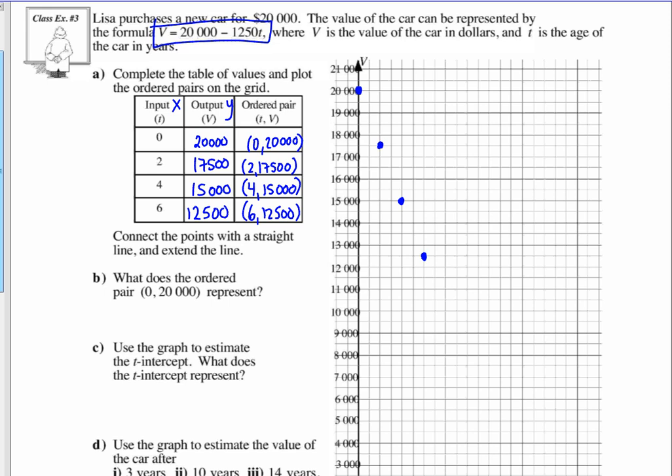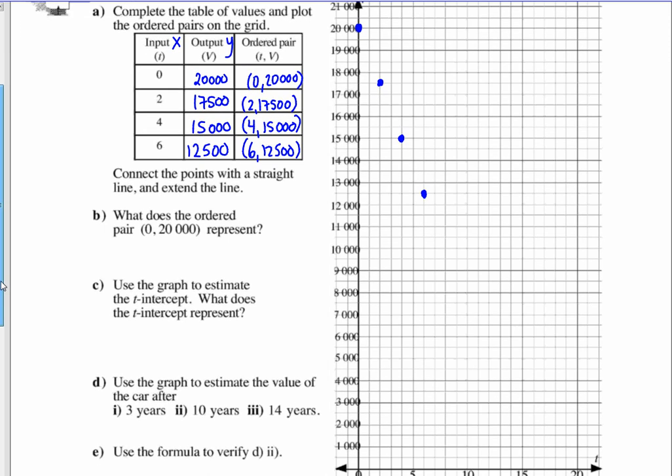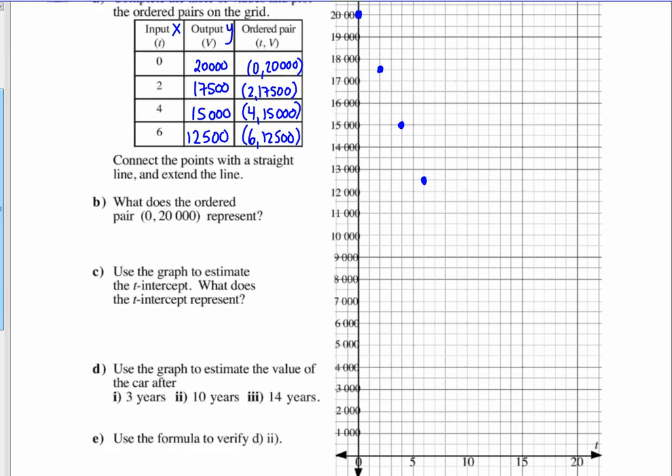Now, why does it make sense to connect these points? Because they're continuous. Why is it continuous? Does a point make sense halfway between? Yeah, how about even a quarter between? Yeah, you can have decimals of money, right? And same with time. All right, so grab your straight edge, connect the points, and extend it all the way to the axes.